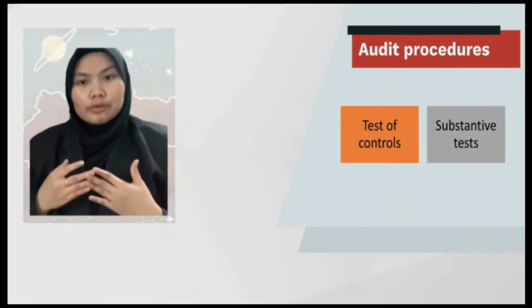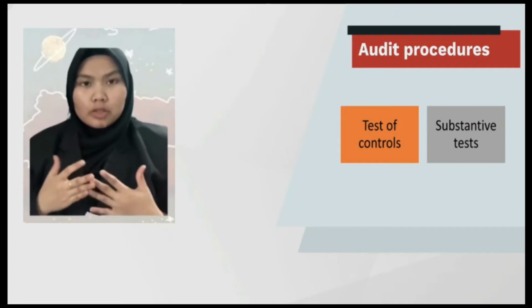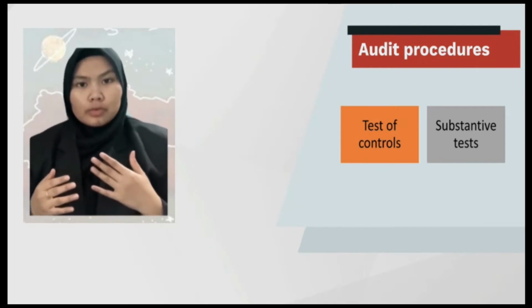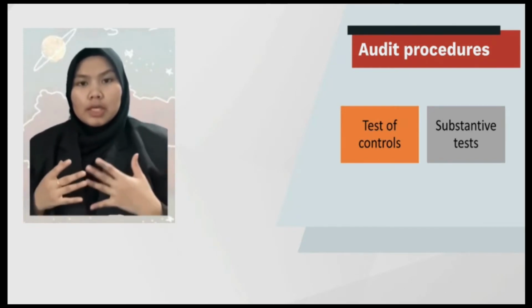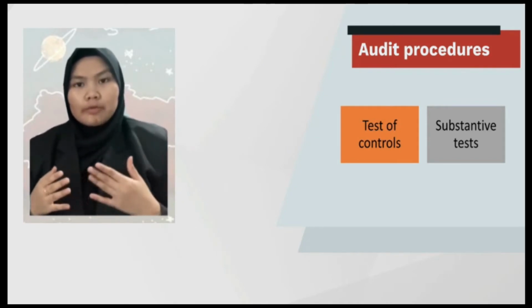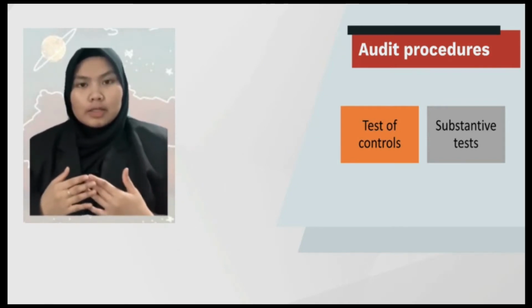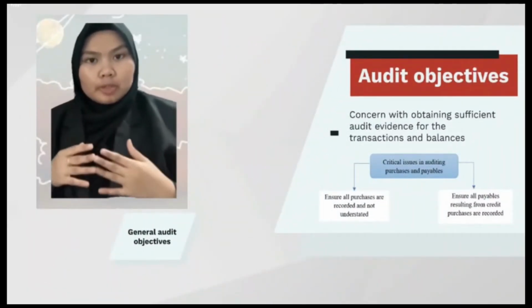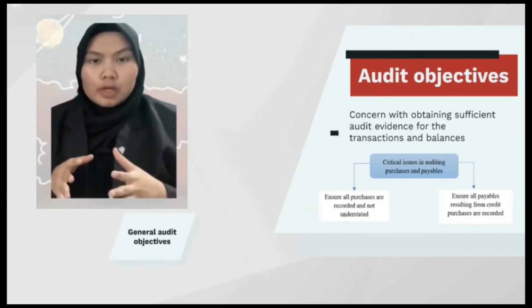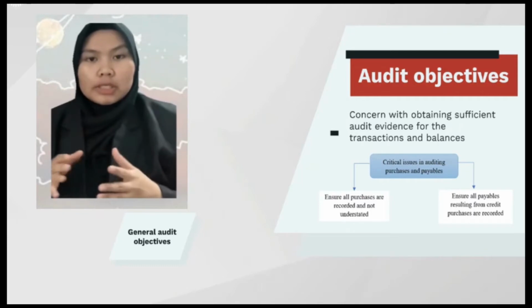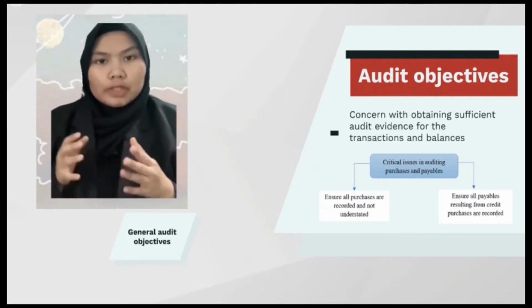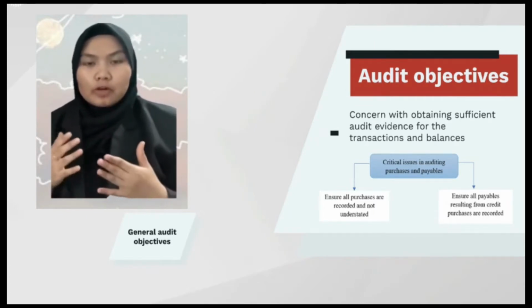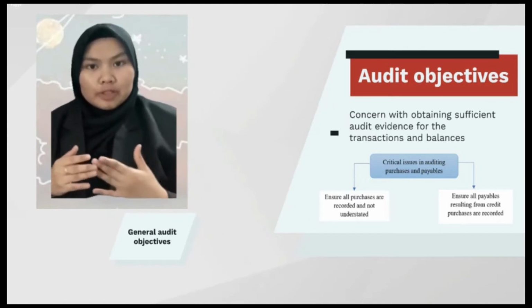In this chapter, we're also going to learn what audit procedures auditors may perform in order to detect any material misstatements in the purchase cycle. Some of the audit procedures are tests of controls and also substantive tests. Now, after the introduction of this chapter, we will move on to the audit objective of this purchase cycle. The main concern of auditing the purchase cycle is to obtain sufficient audit evidence for all the transactions and balances in the purchase cycle of the clients.